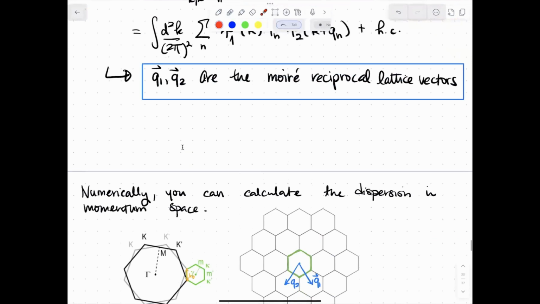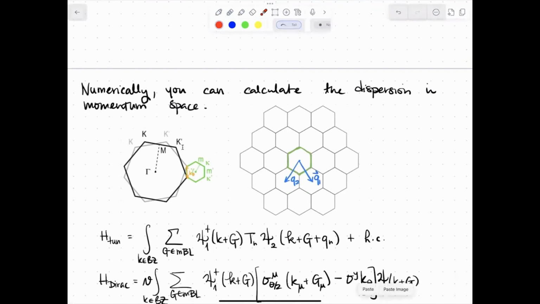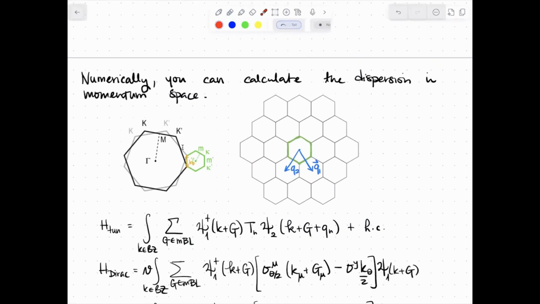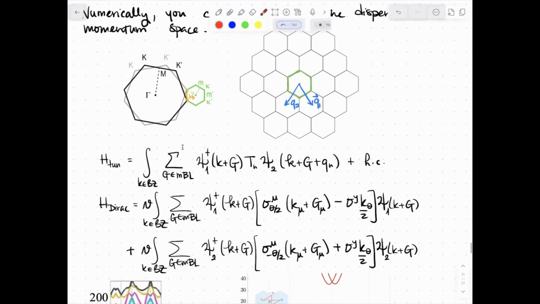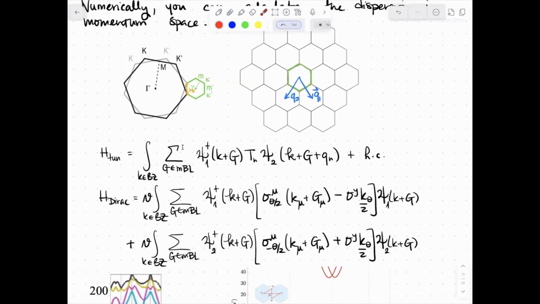And so if we wanted to do this numerically, we essentially would have a grid and fold all of these little hexagons on top of one another and calculate their tunneling based on this. And there's not really more to it than that. So this is that full Hamiltonian. Now I'm only summing in the, I should have said the Moiré-Brouillon zone.